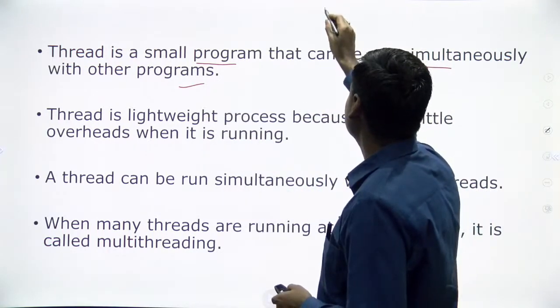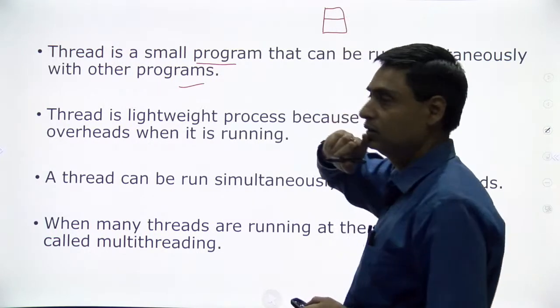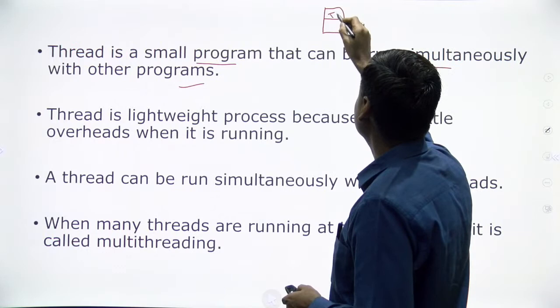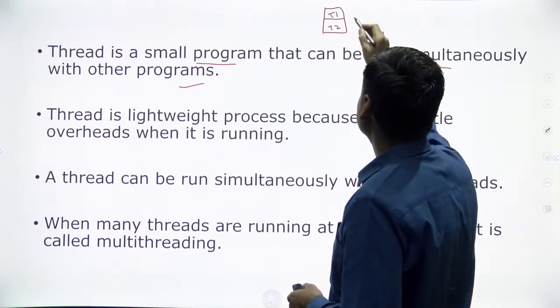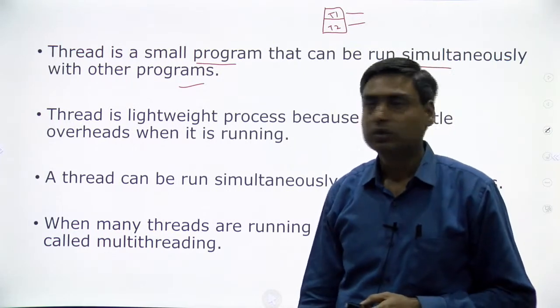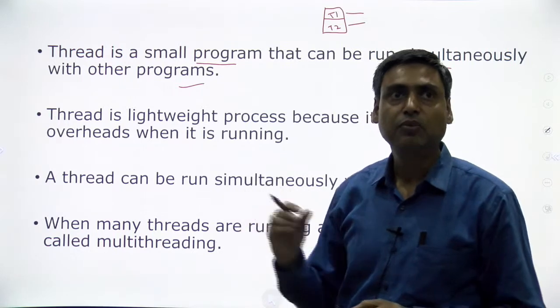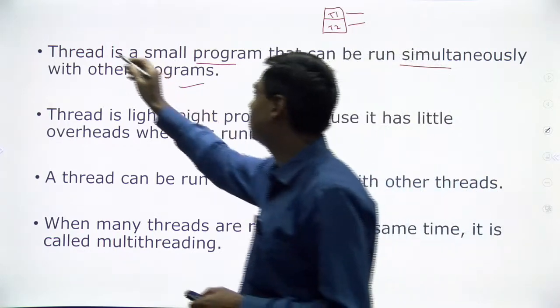Suppose we have a program and it is divided into two parts. So we call them thread 1 and thread 2. Both of these programs can run in parallel. So a program that can run in parallel, and is a very small part of the program, we call a thread.